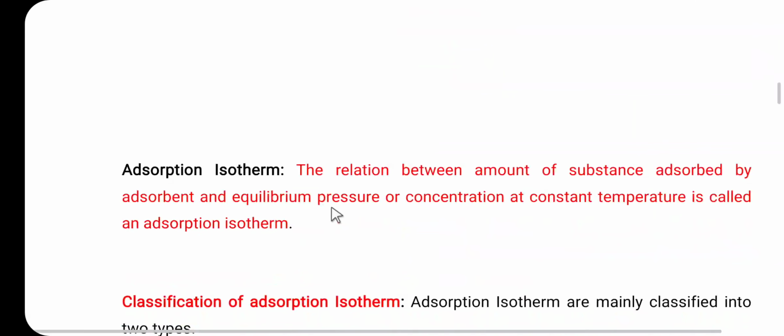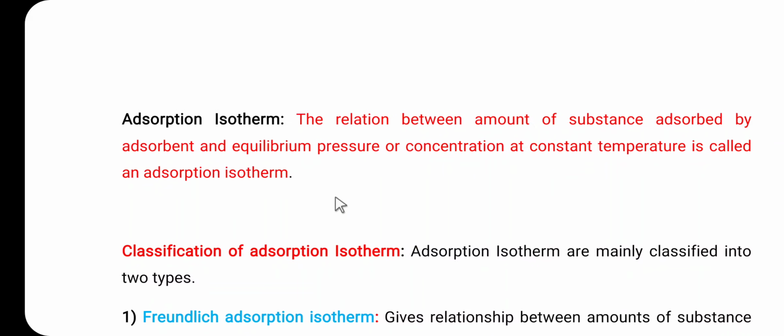So here, adsorption isotherm. The definition of adsorption isotherm, or what is meant by adsorption isotherm: it is the relation between the amount of substance adsorbed by the adsorbent and the equilibrium pressure or concentration at constant temperature, which is called an adsorption isotherm.